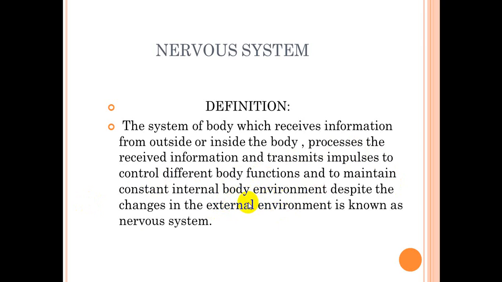So jaisa ki humne homeostasis, that was the first unit of physiology. Homeostasis means to maintain a constant or nearly constant internal body temperature. So nervous system pehle information ko receive karta hai from different receptors, from different parts of the body.